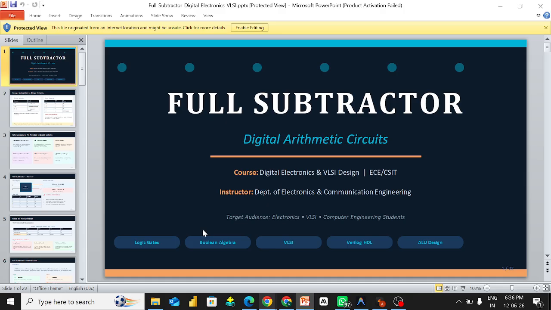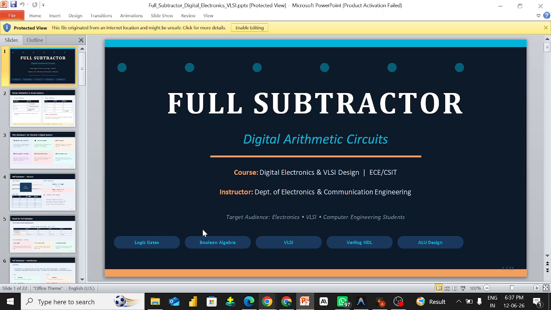Today we are going to study an important topic called subtractor. It is an arithmetic circuit which works just like an adder, where you perform an addition operation. Like that only, as the name suggests, the subtractor is used to subtract, and it operates on your input bits.